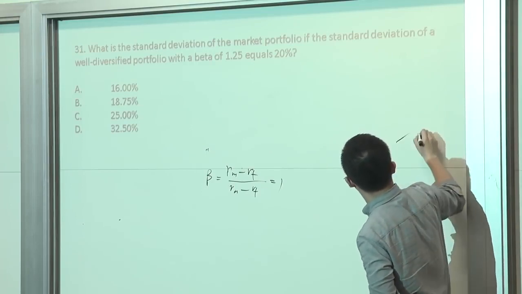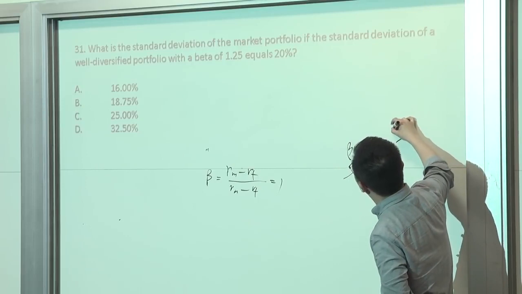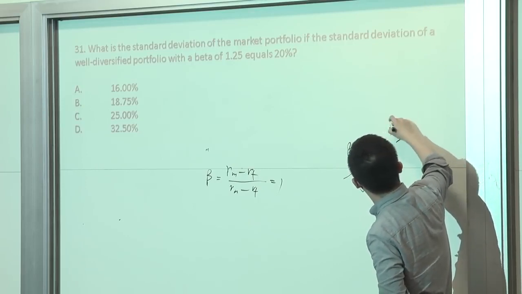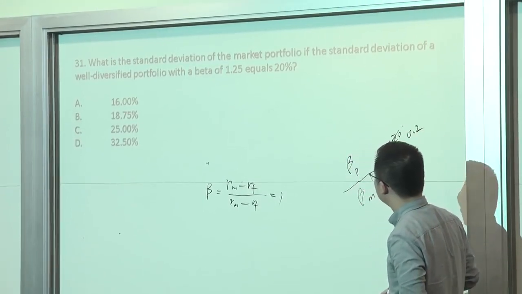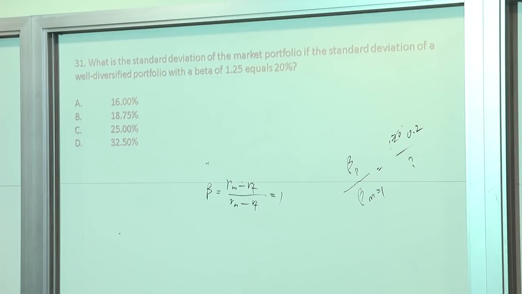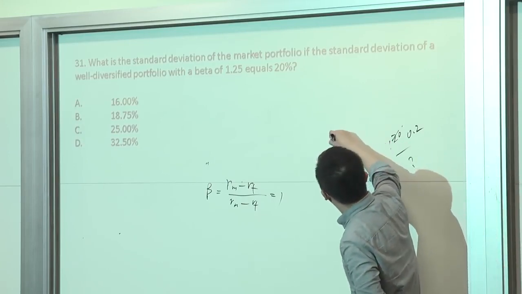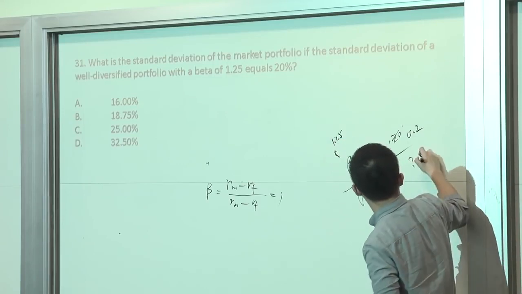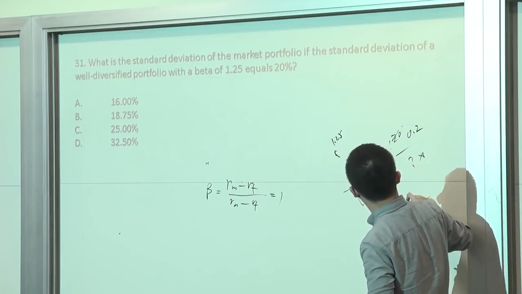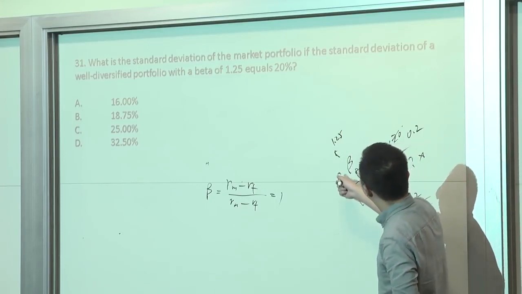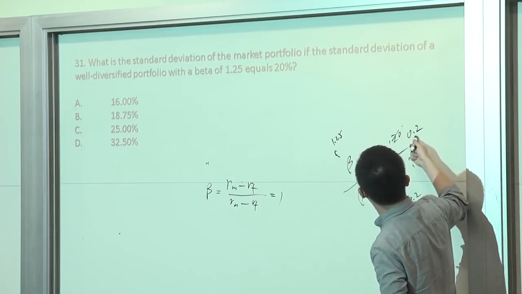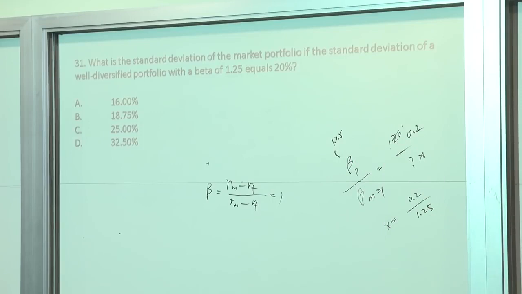So the beta is proportional to the standard deviation. If the portfolio gives you a standard deviation of 20%, let's say 0.2, what is the market standard deviation? If that beta is 1.25, let's say x is 0.2 divided by 1.25. So market beta is 1, portfolio beta 1.25, portfolio standard deviation 0.2, and the market standard deviation, which is answer A, 0.16.